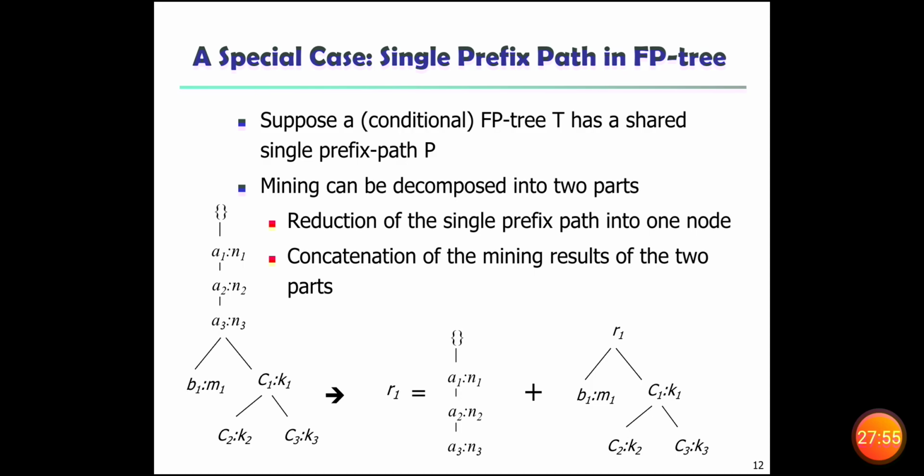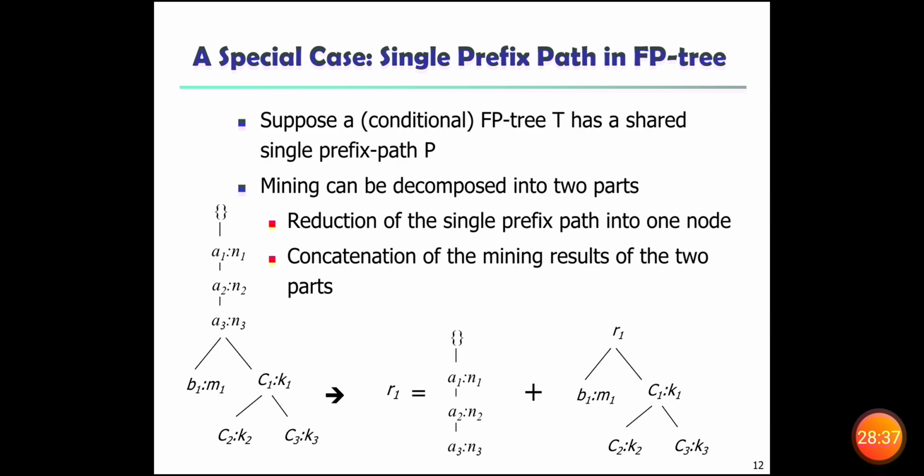See, for example, here we can take the tree structure given on the left side: root node, then node A1, then A2, then A3, and from A3 we have branches. Now we take the first part: root node, A1 node, A2 node, A3 node. This first part we define as R1. Then the branches from A3 we take as the other part. If we combine these two parts, the right side is given.